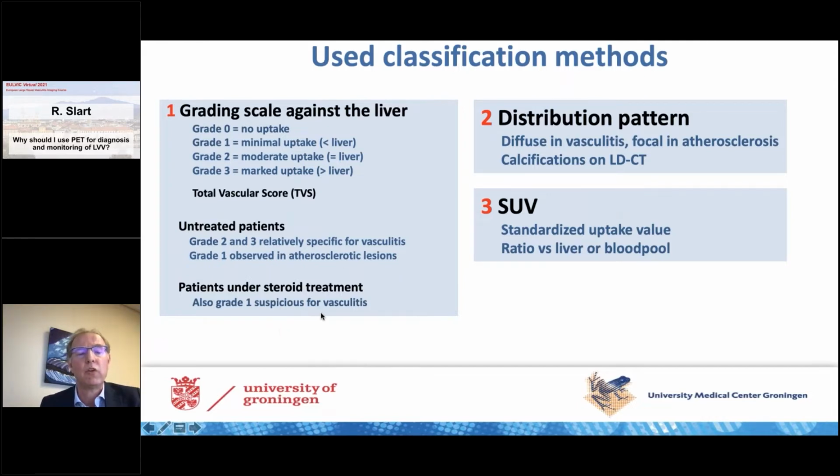But be aware of steroid treatment. It can reduce the signal. Grade 1 can also be vasculitis activity. Look at the distribution pattern, diffuse for vasculitis, and focal for atherosclerosis. And also combine with low-dose CT for calcification to confirm atherosclerosis. You can quantify it also by standardized uptake value. And again, you can quantify it against the liver or a blood pool, and then you get the so-called ratio.